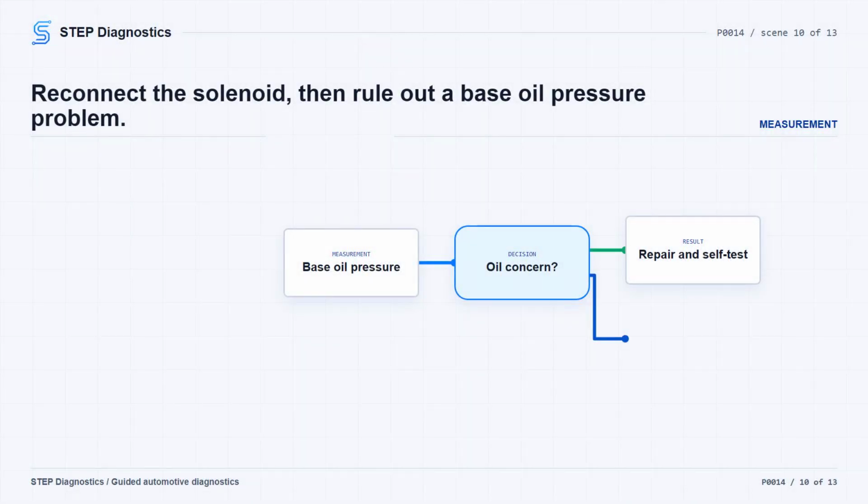Before condemning the VCT hardware, check the base engine oil pressure. Turn the ignition off, reconnect the VCT solenoid for the current code, and perform the base engine oil pressure check. If there is an oil pressure concern, repair it as necessary. Clear the PCM DTCs and repeat the self-test. If there is no base oil pressure concern, continue to the solenoid activation check off the engine.